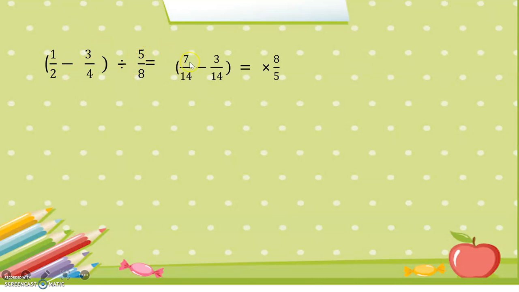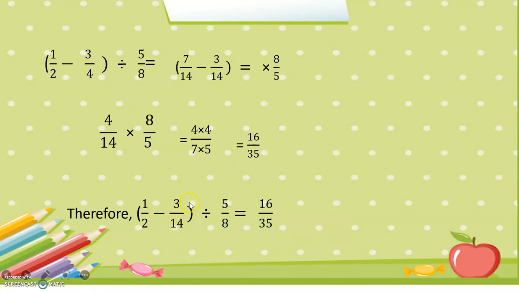Okay, so that is 7 over 14 minus 3 over 14, times 8 over 5. So that is 4 over 14 times 8 over 5. So this becomes 7 and this becomes 4. So equals 4 times 4 over 7 times 5. The answer is 16 over 35. Therefore, 1/2 minus 3 over 14, divided by 5 over 8, equals 16 over 35. First, do the bracket first. This is 14. The answer is 16 over 35.